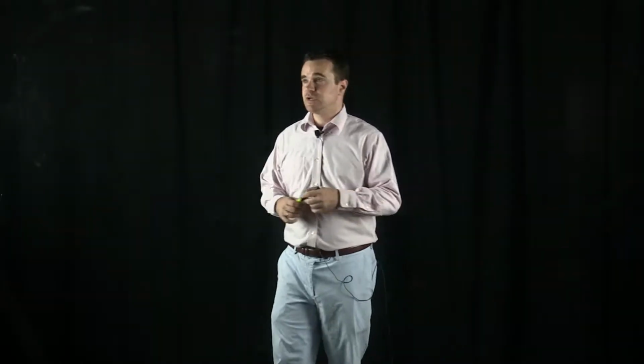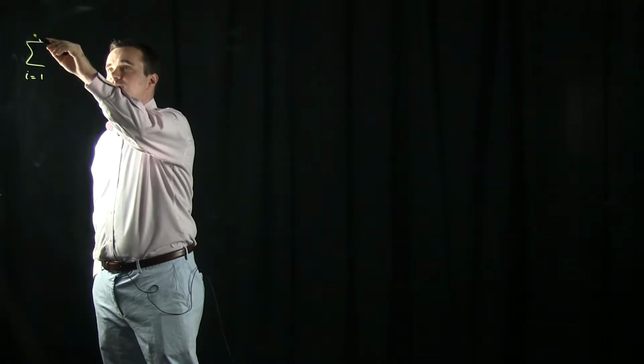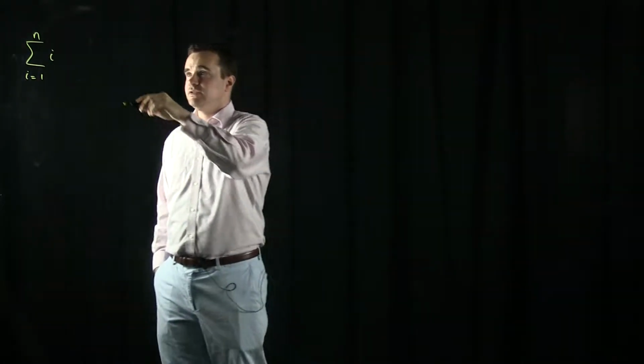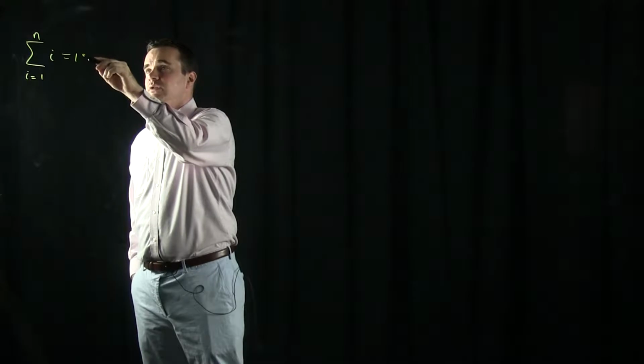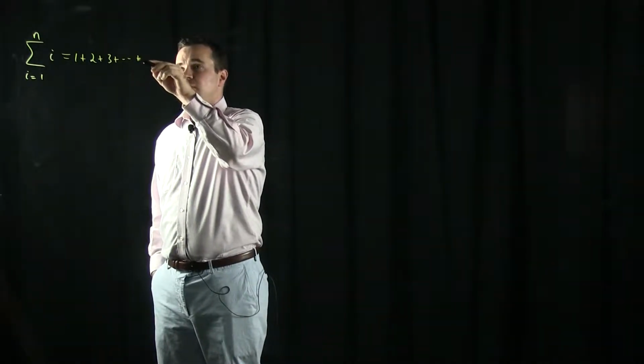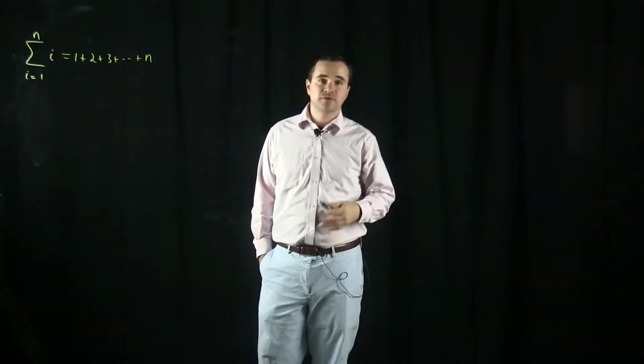In this video, I'm going to show you a formula for the sum of the first n numbers. So in a previous video, we introduced summation notation, and I had looked at this sum of i, for i goes from 1 to n. This is, of course, equal to 1 plus 2 plus 3 all the way up to n. And the question is, is there a formula for this?